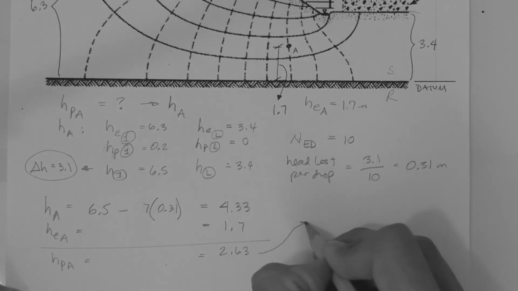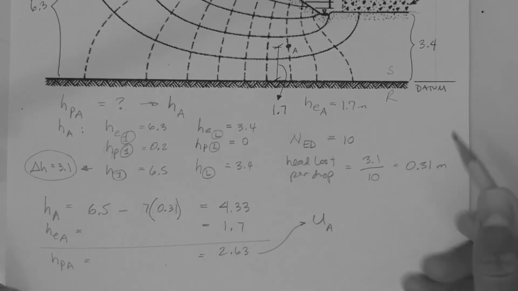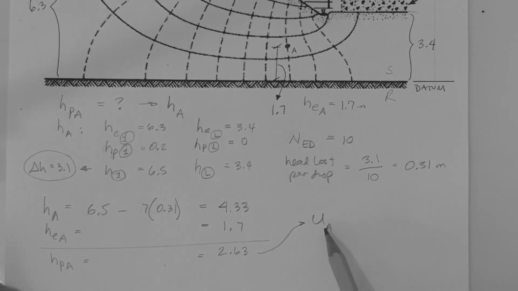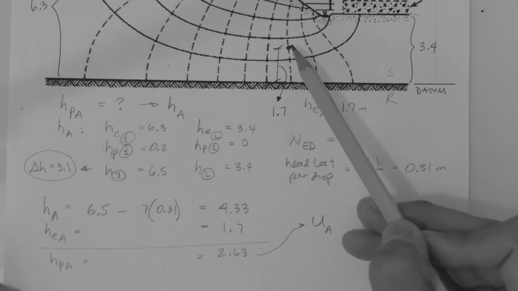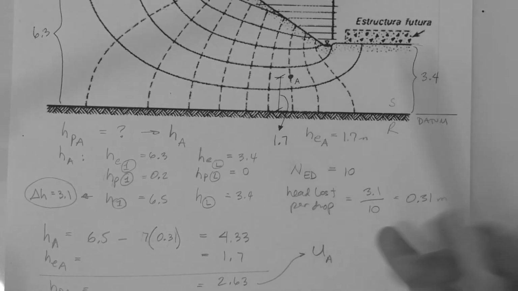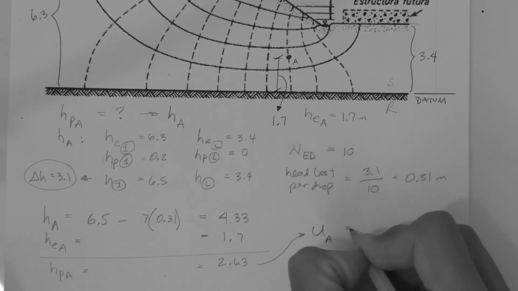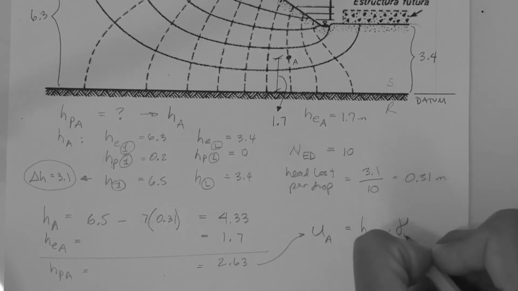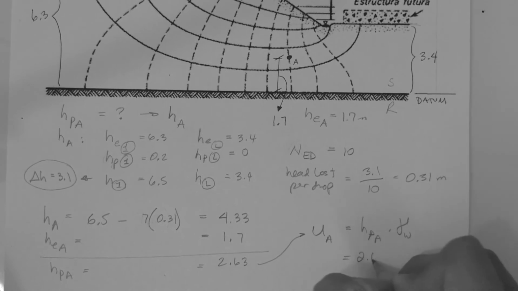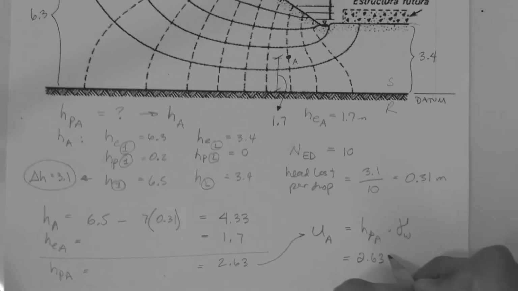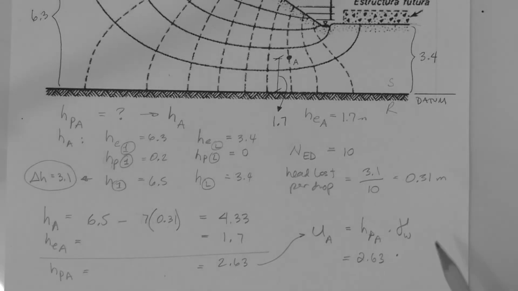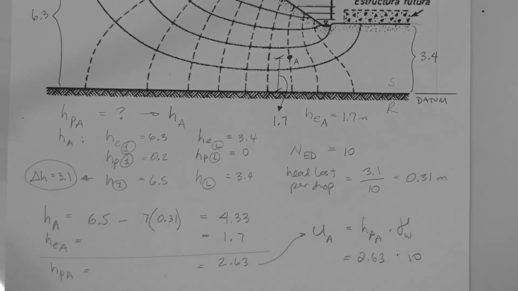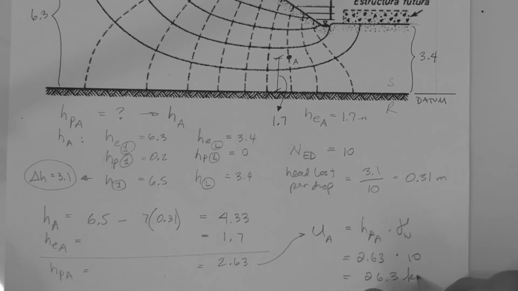Finally, we can calculate the pressure at point A. We use the letter U for pore pressure because the water pressure is the water in the pores, right? At point A. And this is simply the pressure head at A times the unit weight of water, which is 2.63 meters times 9.81 kilonewton per meter cubed, but we can assume that it's 10 kilonewton per meter cubed, right? So this is 26.3 kPa.